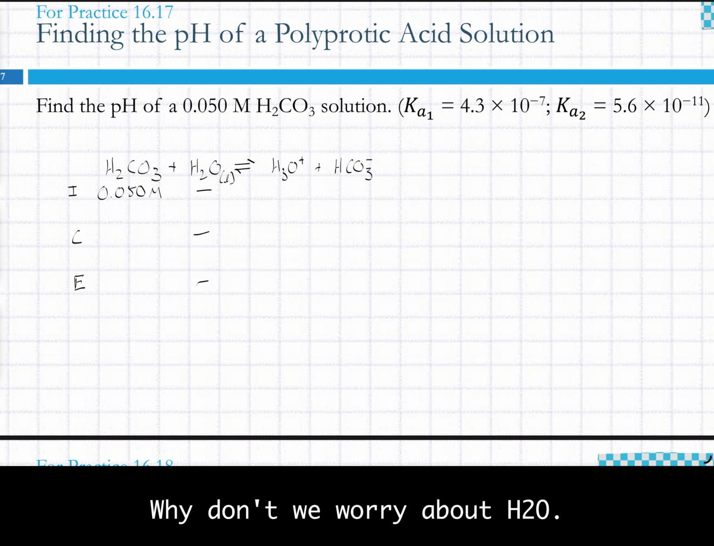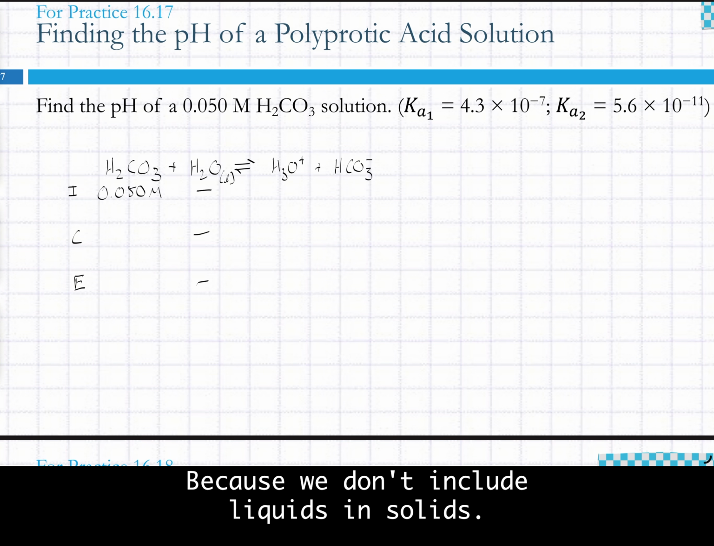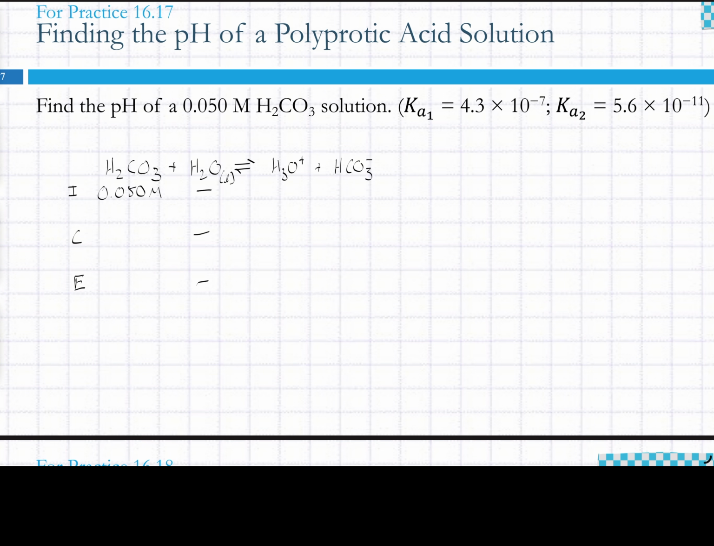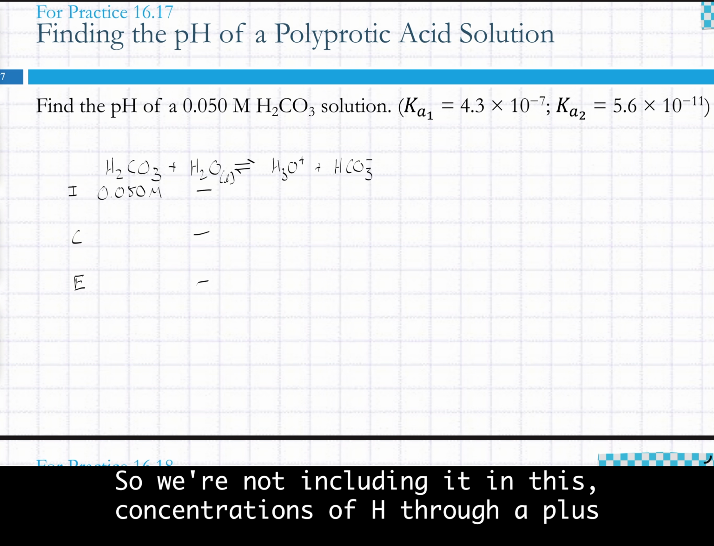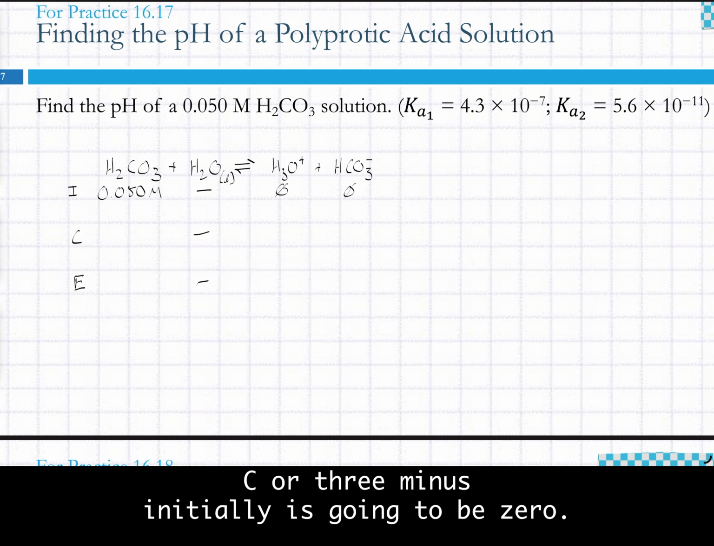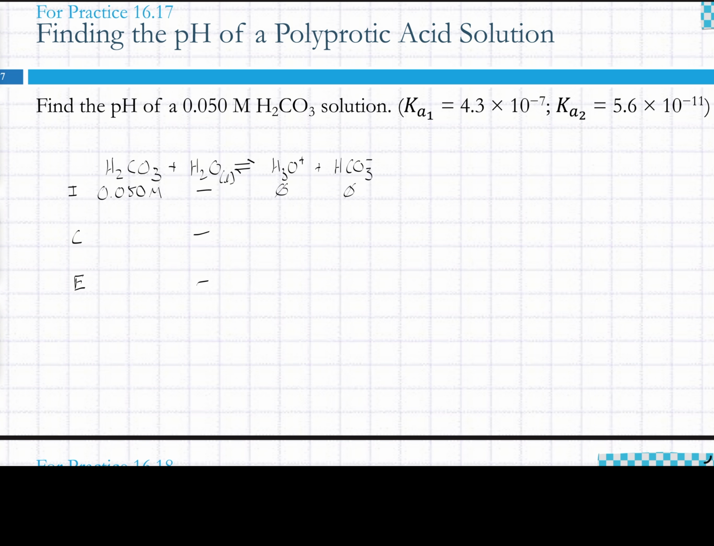We don't worry about H2O. Why don't we worry about H2O? Because we don't include liquids and solids. Exactly. So we're not including it in this. Concentrations of H3O plus and HCO3 minus initially is going to be 0. And then these change. Minus x, plus x, plus x.